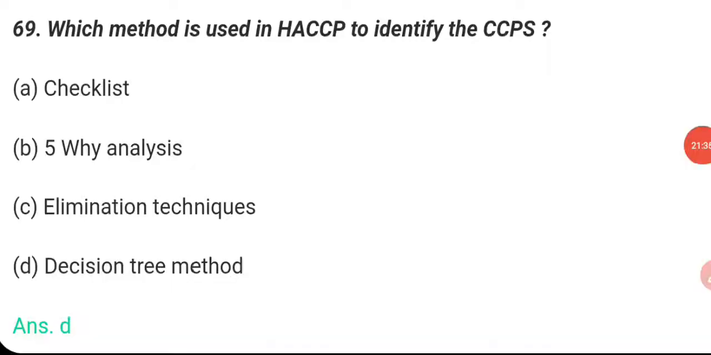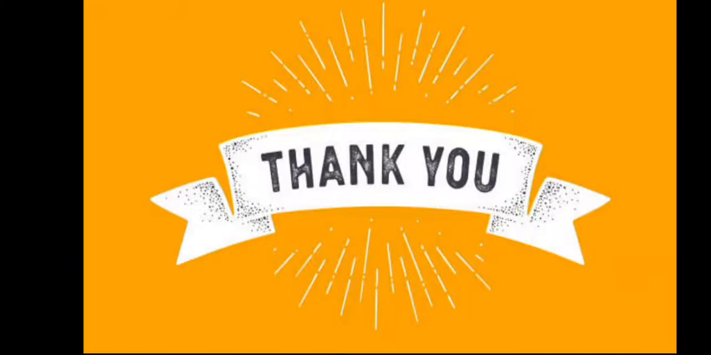Next, which method is used in HACCP to identify the CCPs? It is what? The decision tree method. By that, you can identify the CCP. So, with this, we have understood many questions related to food safety management systems, risk analysis. Okay, so thank you a lot.